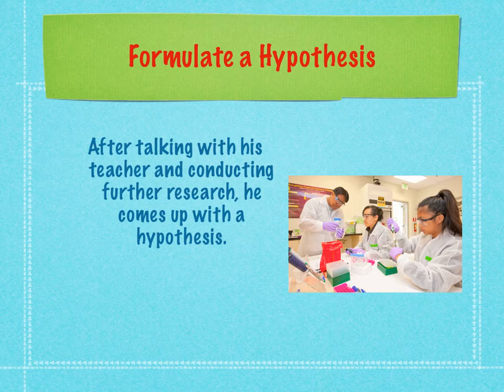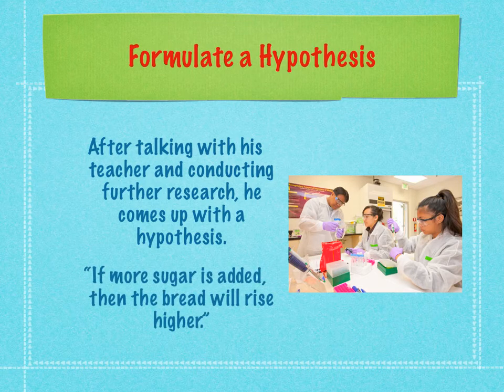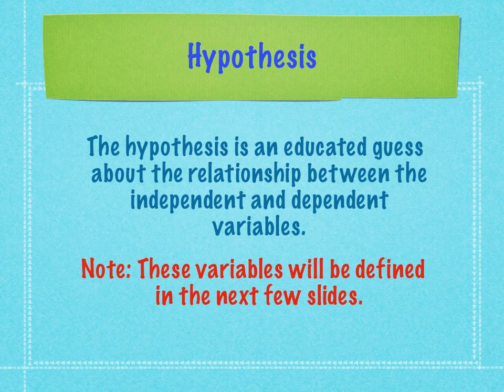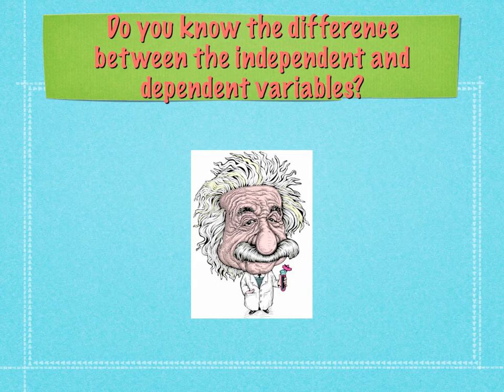So, formulating a hypothesis. After talking with his teacher and conducting further research, he then comes up with his hypothesis. If more sugar is added, then the bread will rise higher. The hypothesis is, again, an educated guess about the relationship between independent and dependent variables. These should sound somewhat familiar. Do you know the difference right now between the independent and dependent variable?